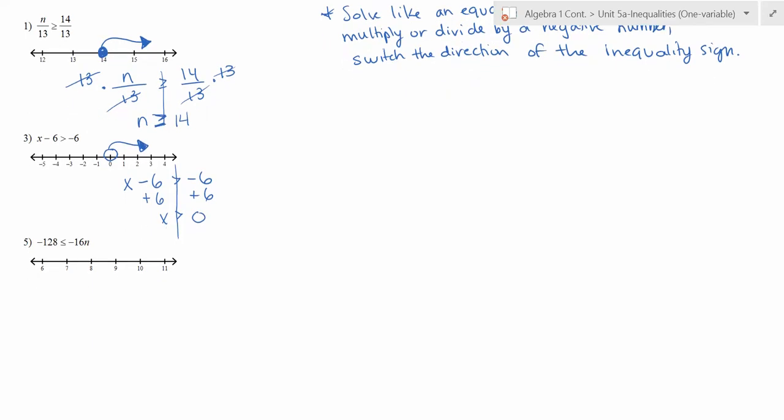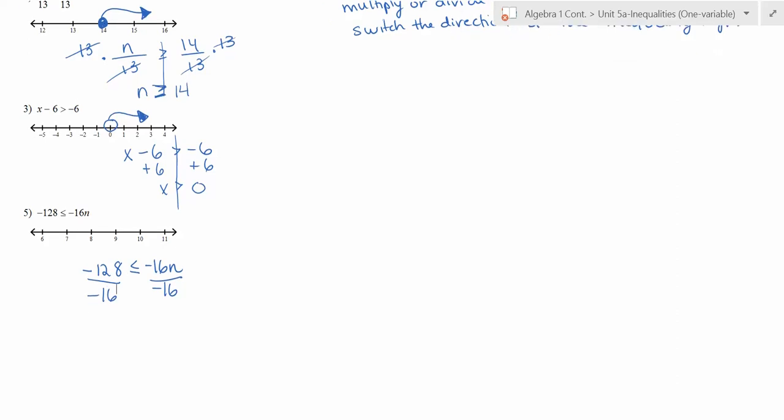Okay, next one. I have negative 128 is less than or equal to negative 16n. Okay, to solve for n, you do the inverse operation, so you divide both sides by negative 16. Now this is where it's kind of crucial. You're going to see that you're dividing both sides by negative 16, so that means that you're going to want to switch the direction of the inequality sign, so it's now going to be less than or equal to 128 divided by 16.